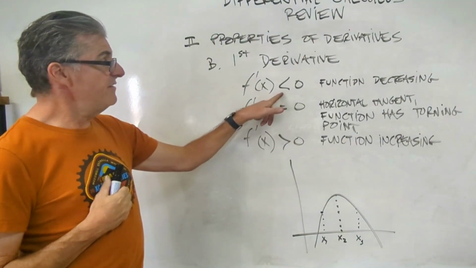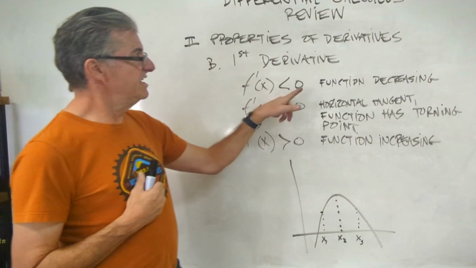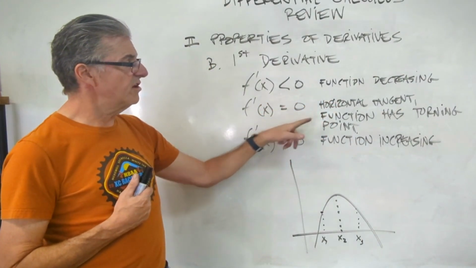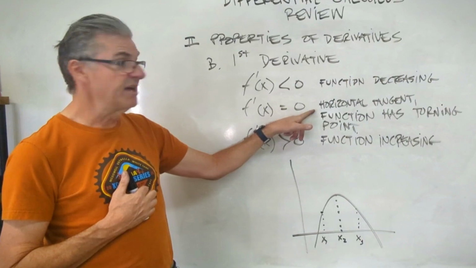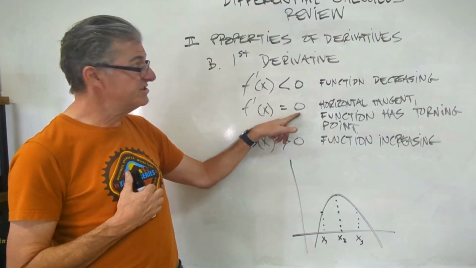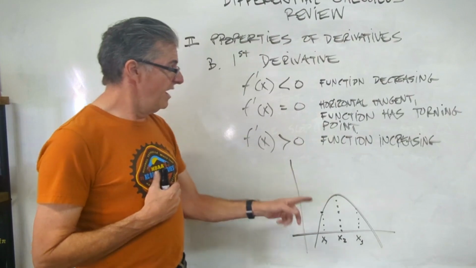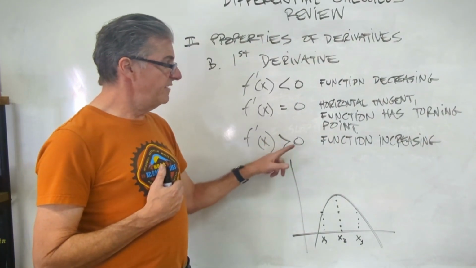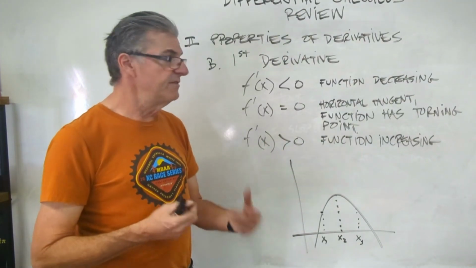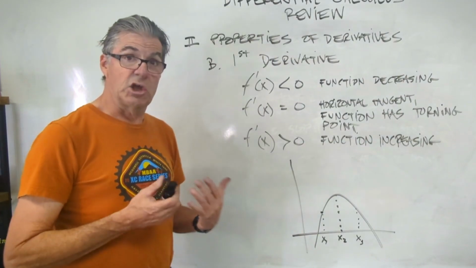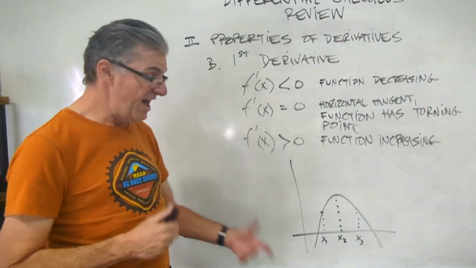So if f prime of x is negative, less than 0, the function is decreasing. If it equals 0, we have a horizontal tangent line at that point because that's the slope of the tangent line, so that's 0. So the function has what we call a turning point. And then finally, when the derivative is greater than 0, when it's positive, the function is increasing at that point. So let's take a quick look at a graph so we can figure that out.